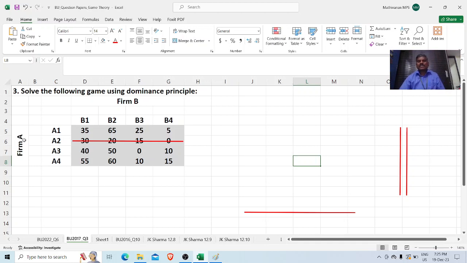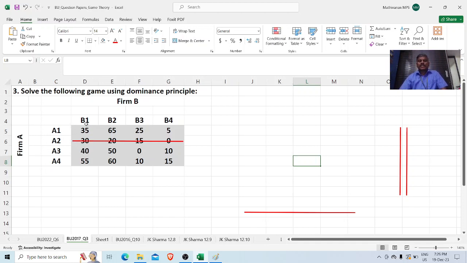So we cannot say A1 is dominating A3 or A3 is dominating A1, because depending on the strategy used by firm B, the gain for strategies A1 and A3 is varying. So we cannot come to a conclusion. Now we will move on to the fourth strategy and compare this with the A1 strategy.